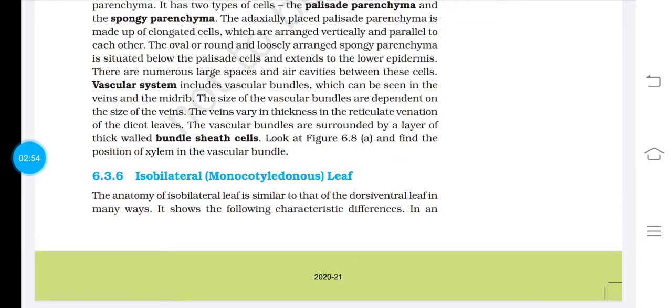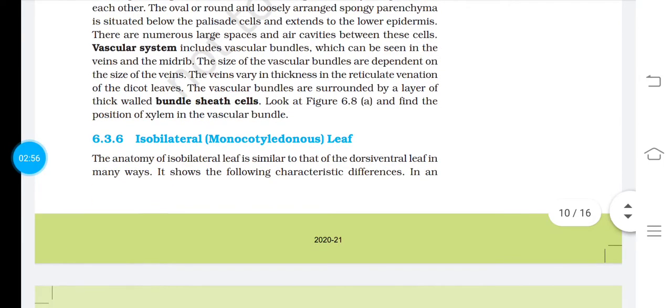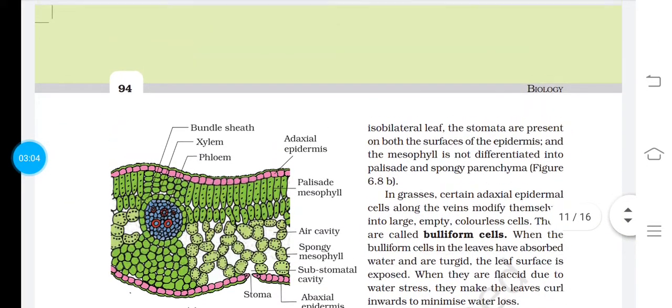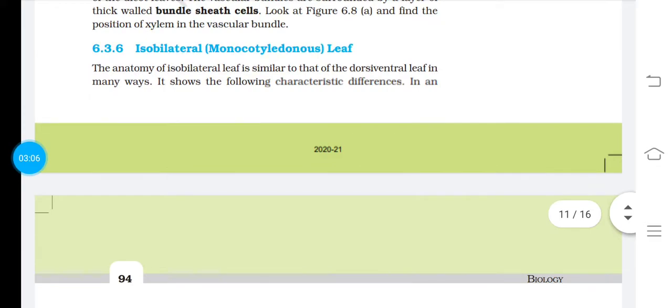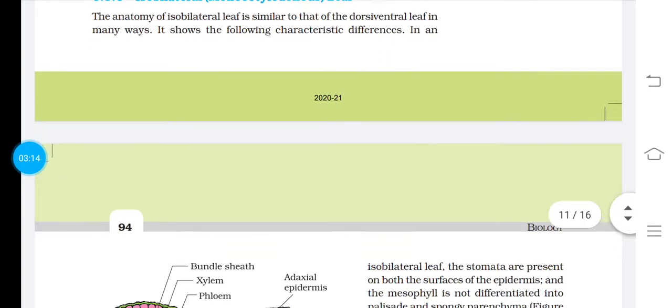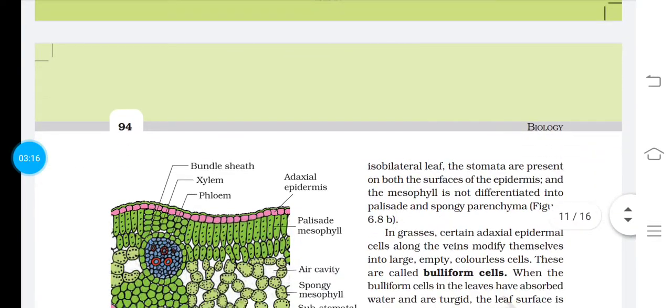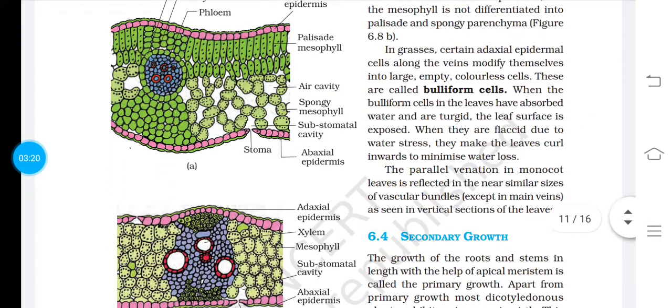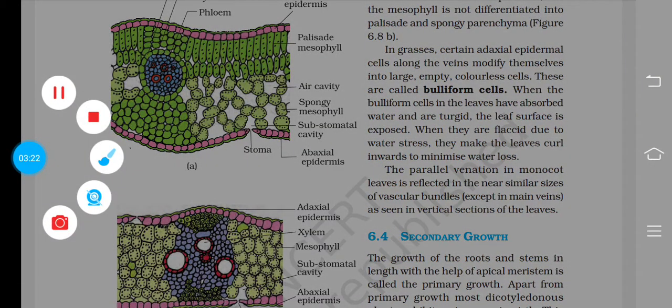So we have got to know about that. The vascular bundles can be observed near the vein area and the midrib area, which are the specific areas for the conduction of water and food, water through xylem and food through phloem. Now we are coming to the next category, the isobilateral leaf or the monocotyledonous leaf. What are the specific things? Let us see that in the monocotyledonous leaf.